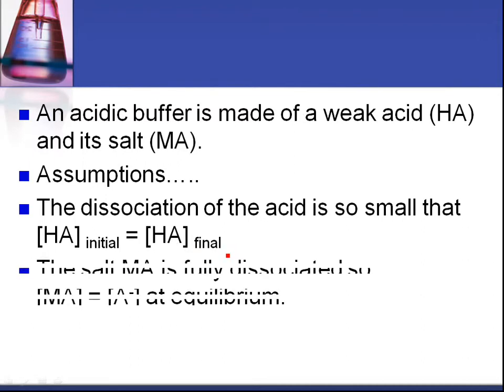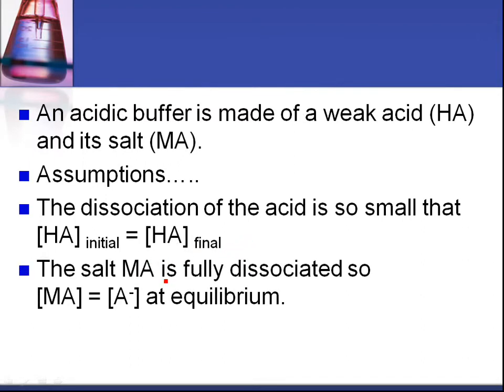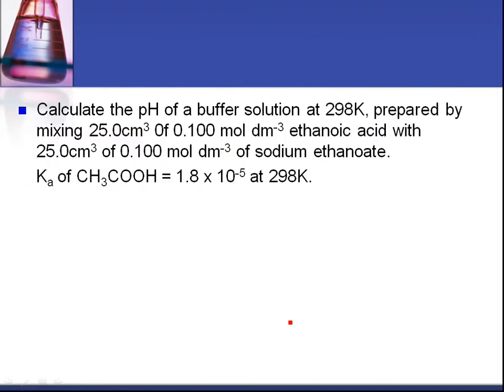Okay. The second assumption we make is the salt MA is fully dissociated. So the concentration of the salt is equal to the concentration of the A negative at equilibrium. Okay. So let's just see what we mean by that. Here's a problem which we'll try in a minute. Calculate the pH of a buffer solution at 298 K. And we're mixing 25 centimeters cubed of 0.100 mole per decimeter ethanoic acid. Okay, so there's our weak acid, and 25 centimeters cubed of 0.100 mole per decimeter of sodium ethanoate.